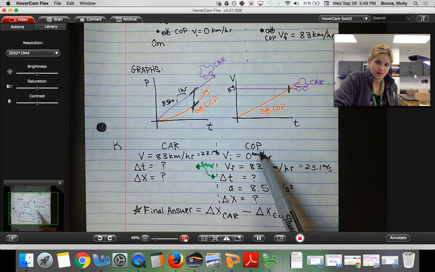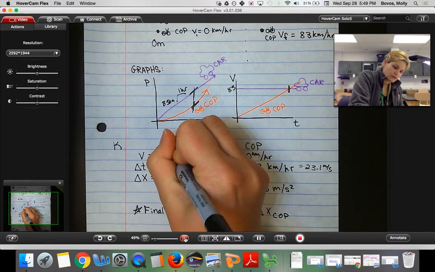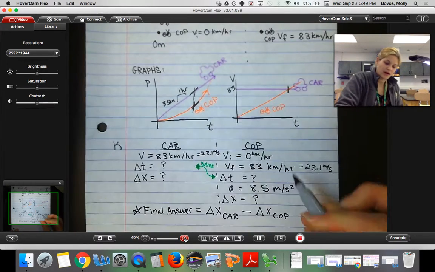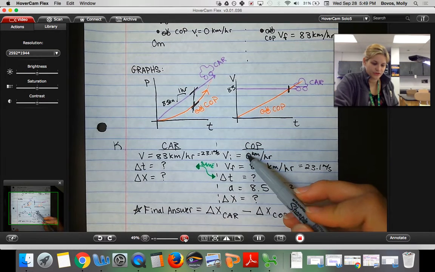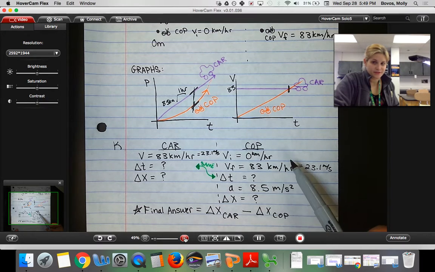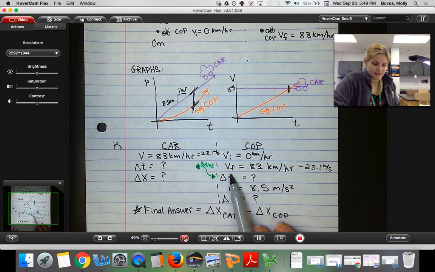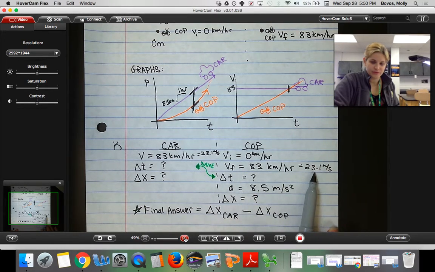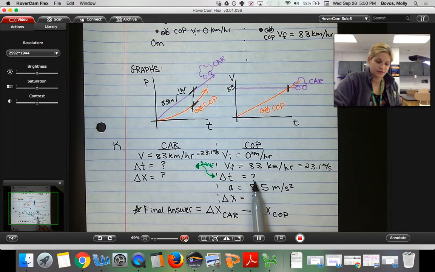And then for the cop, who is accelerating, we're going to use the VUVAT equations. 0 kilometers per hour is also 0 meters per second, so that doesn't matter. The final velocity of the cop has to be the 83, which is 23.1 meters per second. The time, I don't know. The acceleration for the cop they gave me was 8.5 meters per second squared, and the change in position, I don't know.